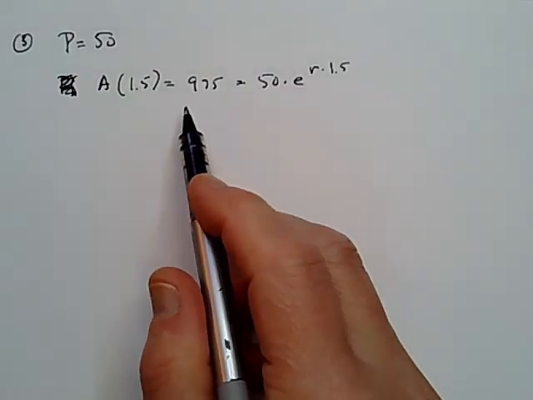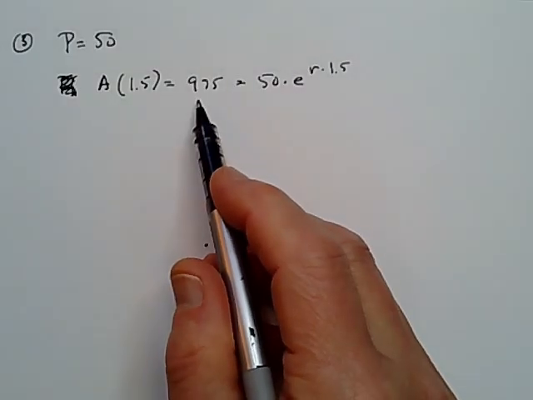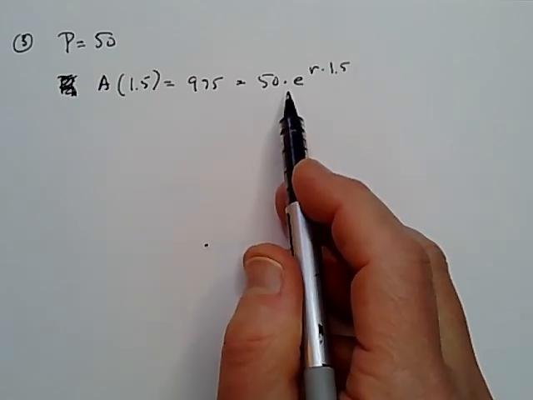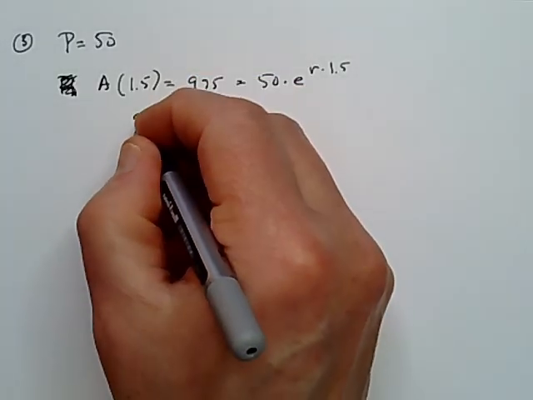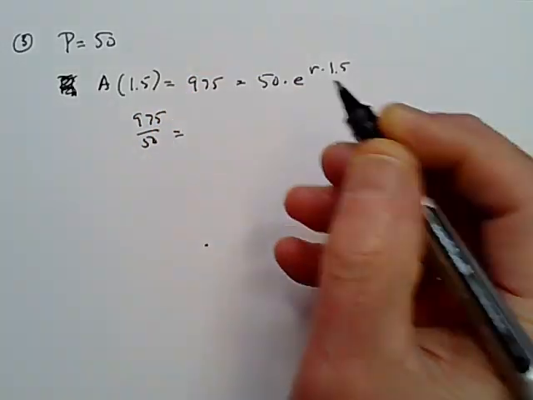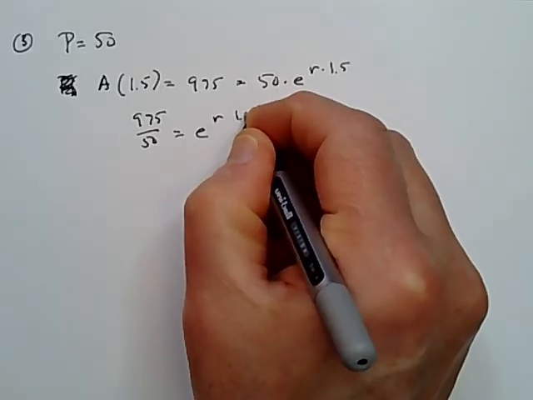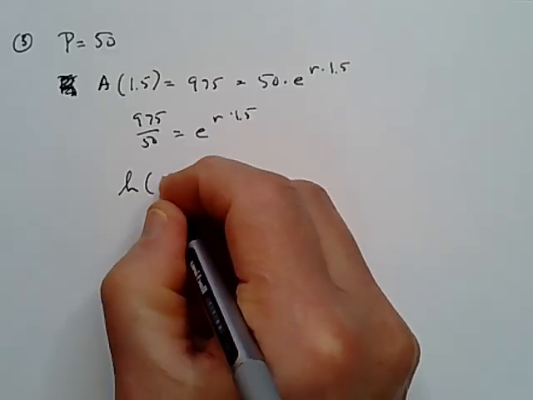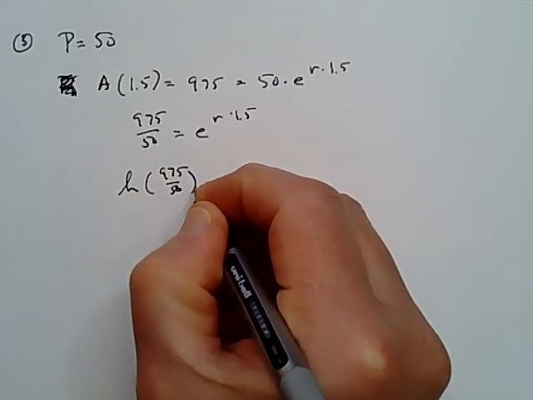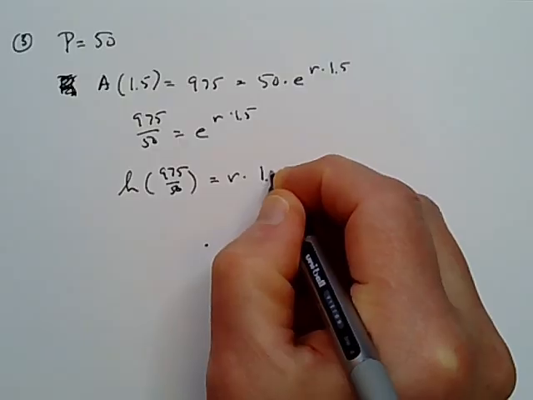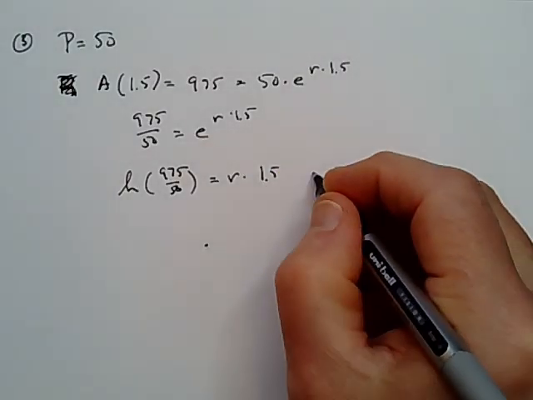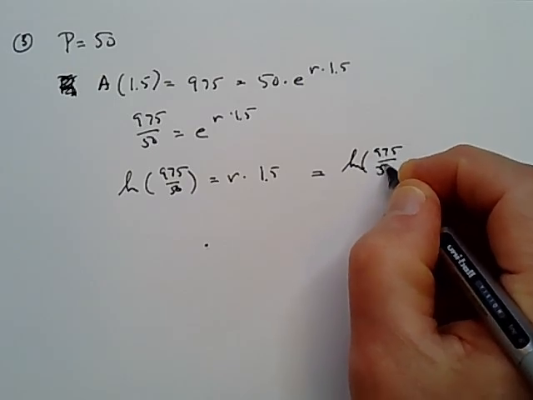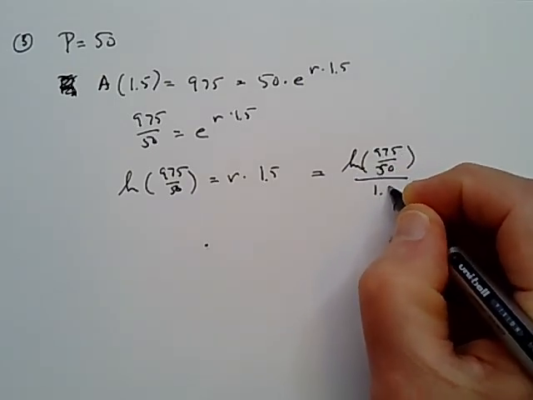All right, so this is familiar stuff. We're just going to solve it by clearing out everything but the e expression on the right hand side and then taking the logarithm. So 975 over 50 equals e to the r times 1.5. Take the natural logarithm of both sides: ln of 975 over 50 equals r times 1.5. Divide through by 1.5: ln of 975 over 50, divided by 1.5, equals r.